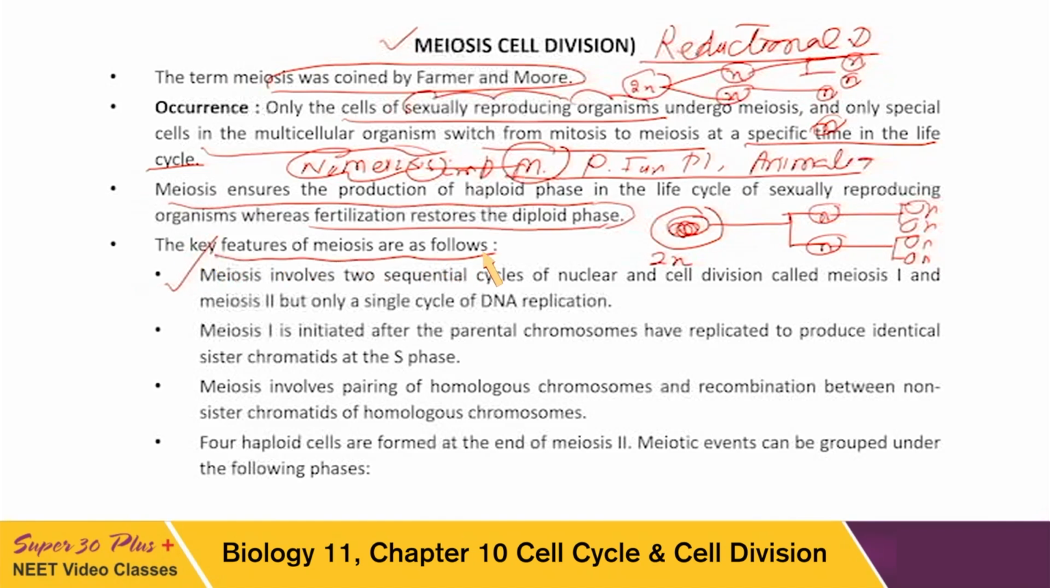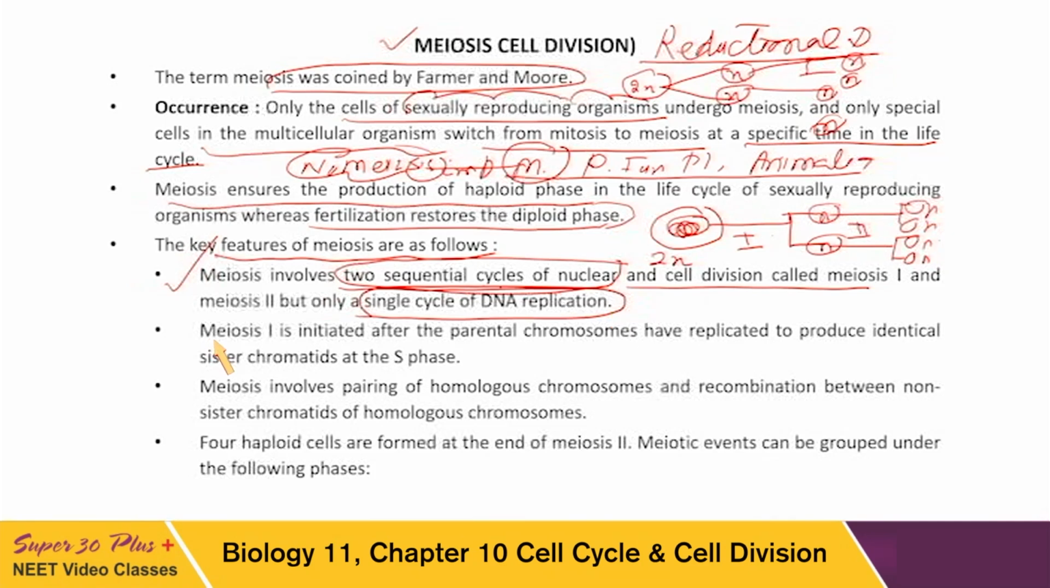Number 1, you can see here 2 sequential cycles of nuclear and cell division. It is known as meiosis first, and this is known as meiosis second. So how many divisions of the nucleus do we have? 2 sequential cycles of nuclear division, right? But very important, a single cycle of DNA replication. After the first division there will be no DNA replication. Replication happens only once, before the divisions.